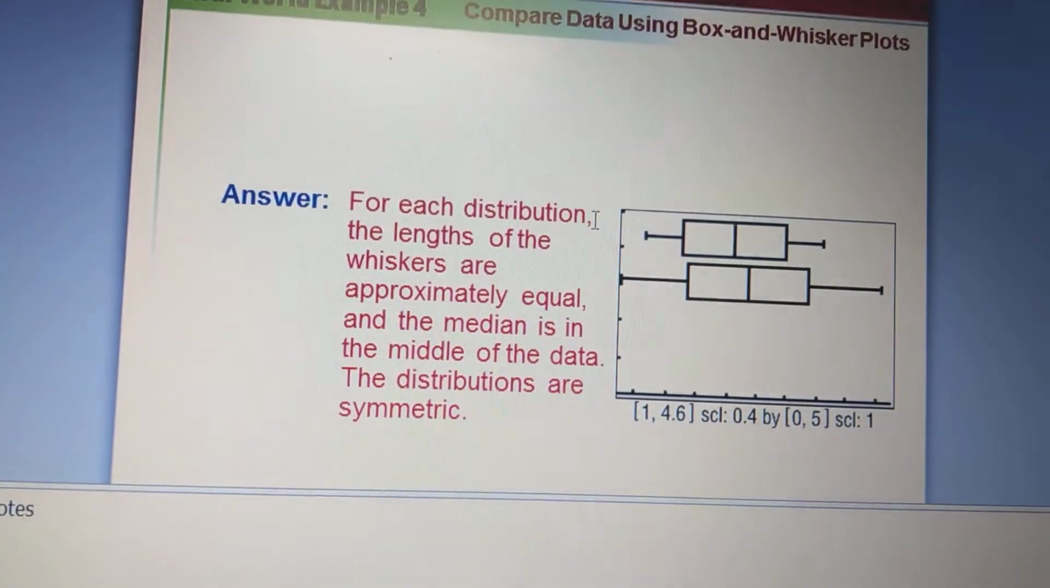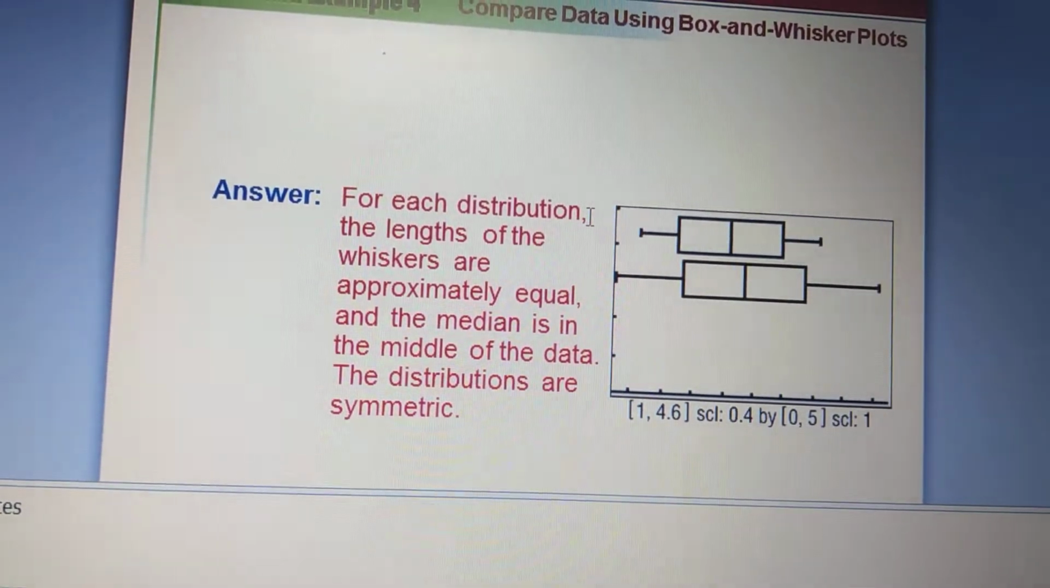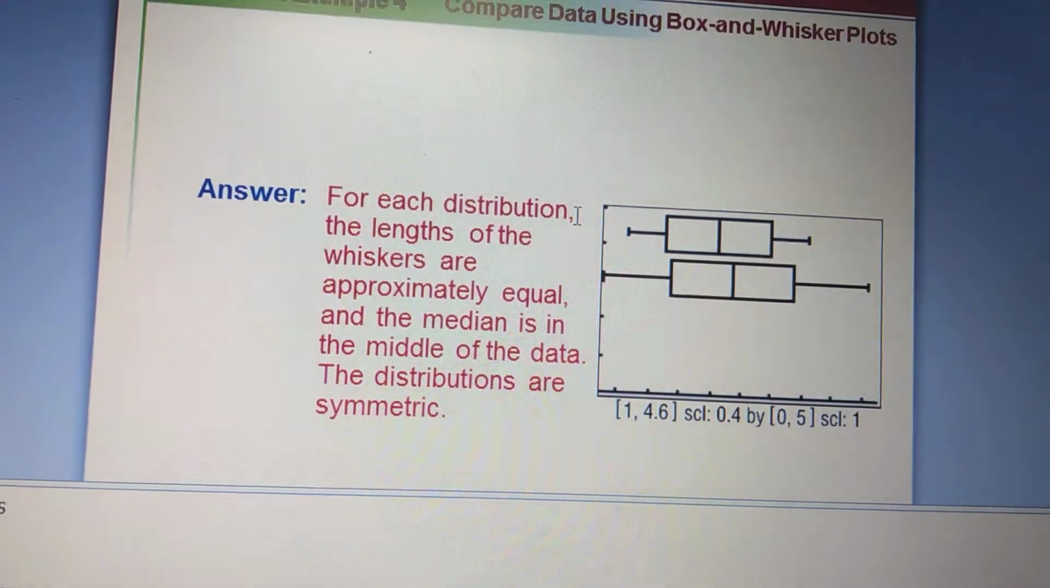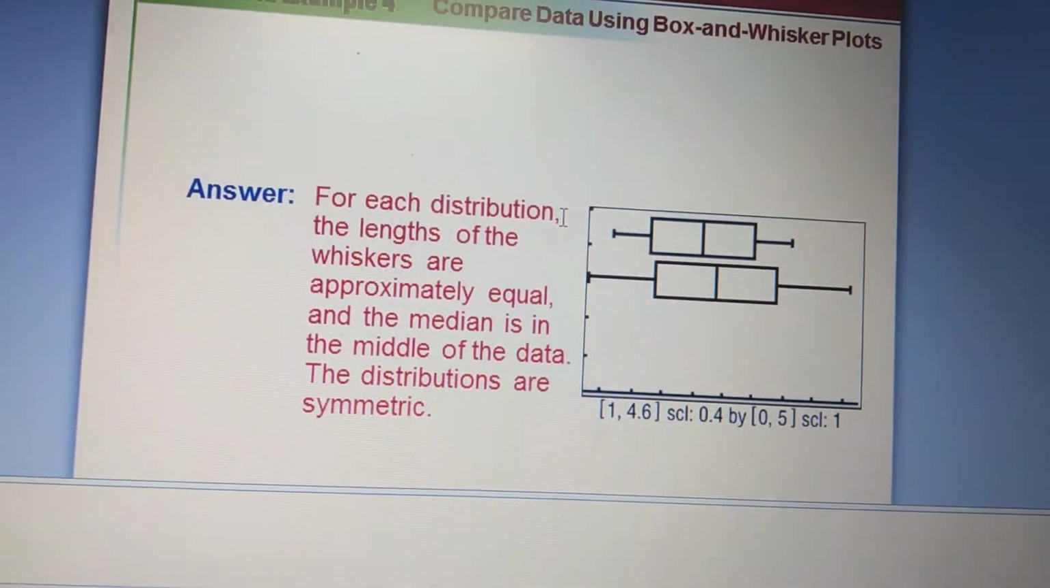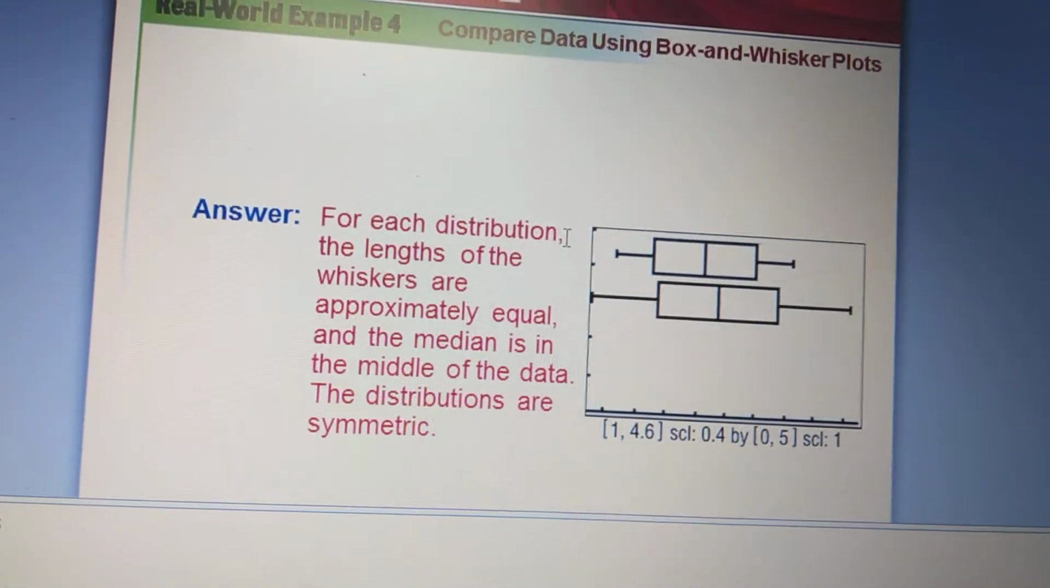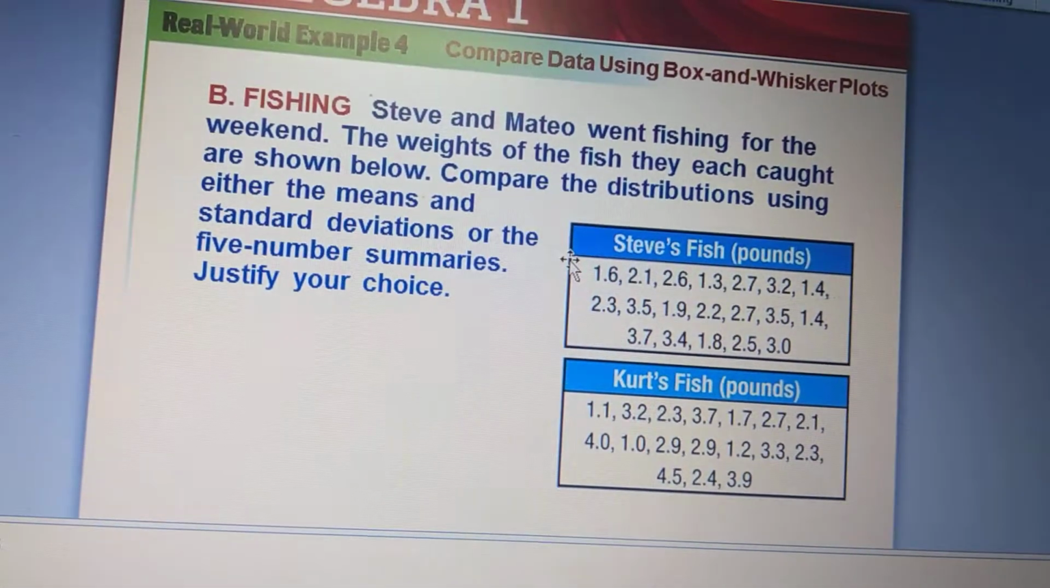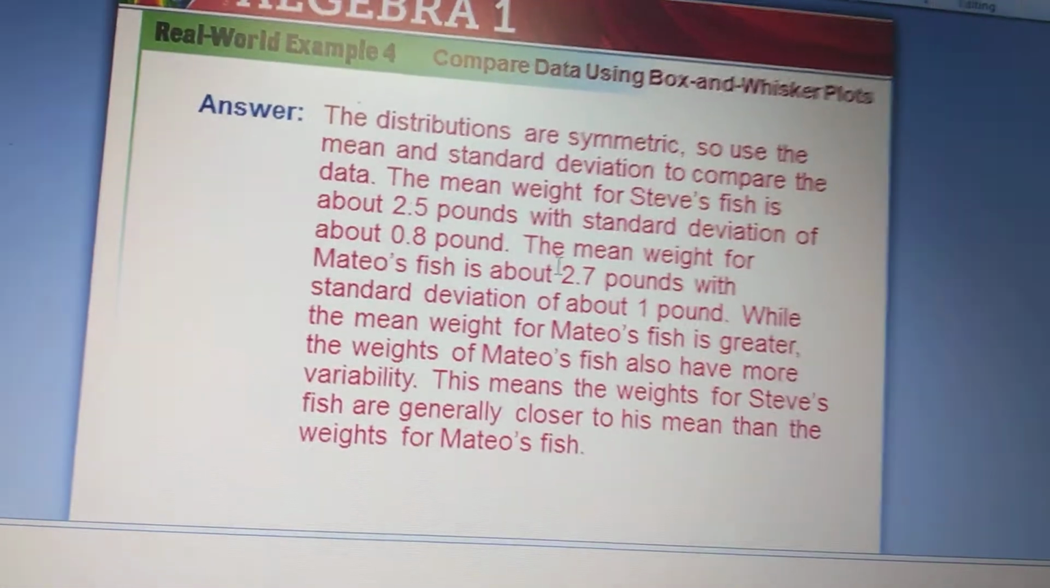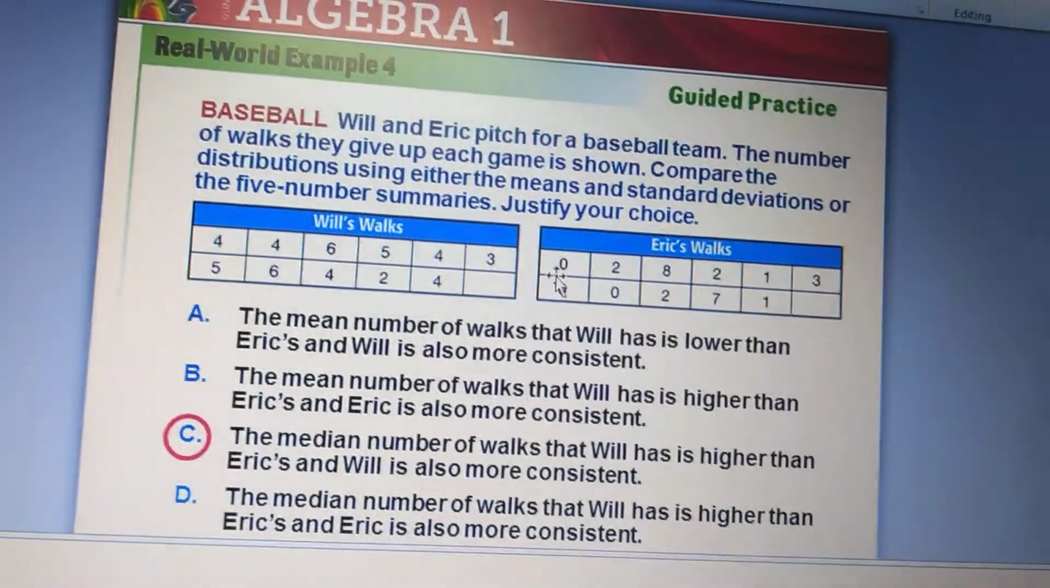Of course, we are going to draw them. We know how to draw a box and whiskers plot. You must find the five-number summary, then you graph. After you get this, you can compare between them. Same example, and this is the answer of the example.